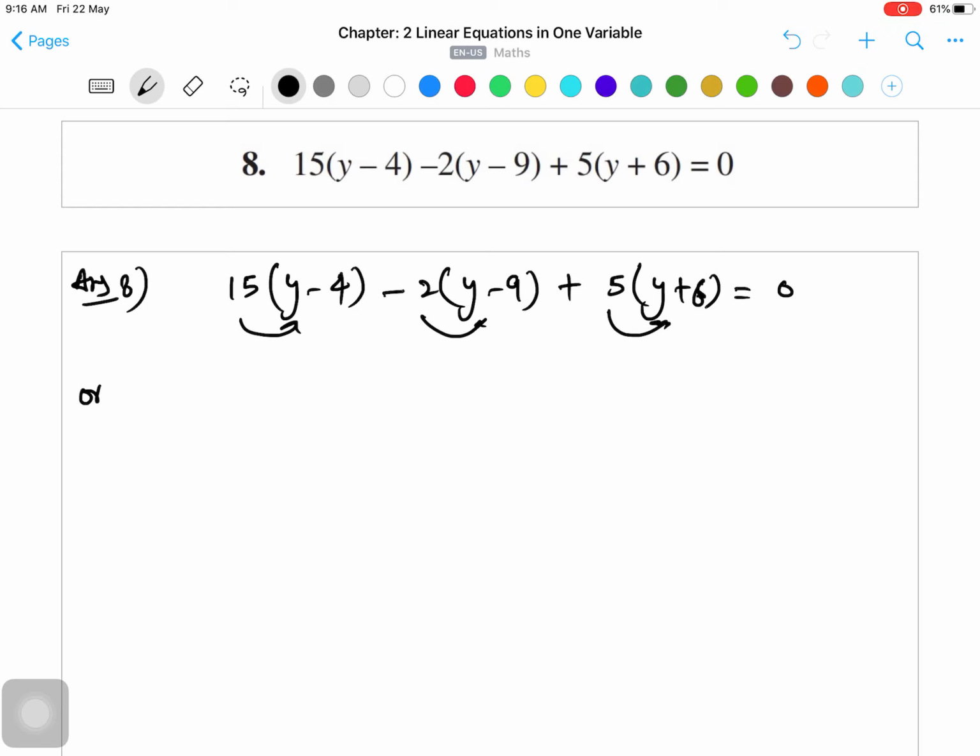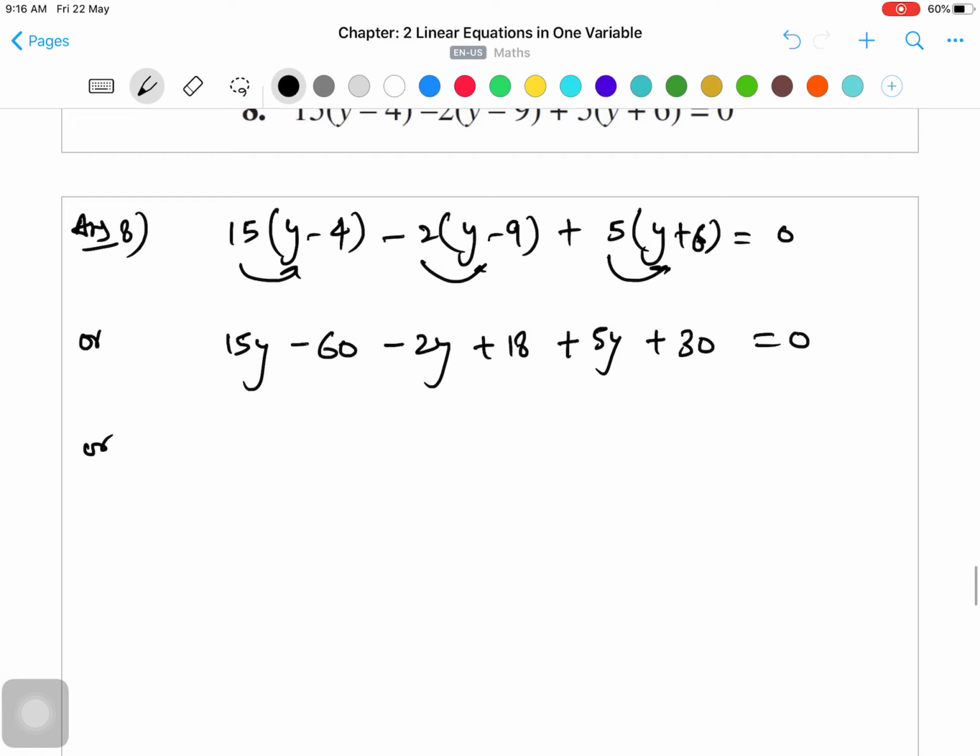Let's start. 15 into y is 15y. 15 into minus 4 is minus 60. Then we have minus 2 into y, which is minus 2y. Minus 2 into minus 9 will result in plus 18. Then we have plus 5 into y, which is plus 5y, and plus 5 into plus 6 will be plus 30.